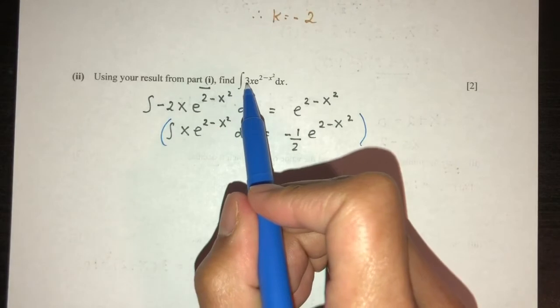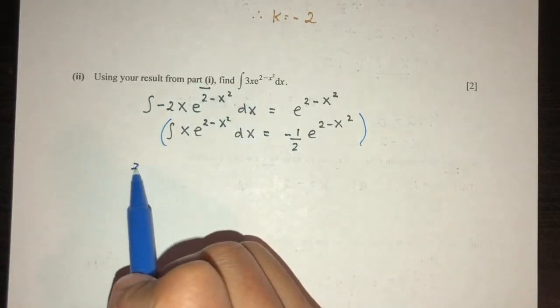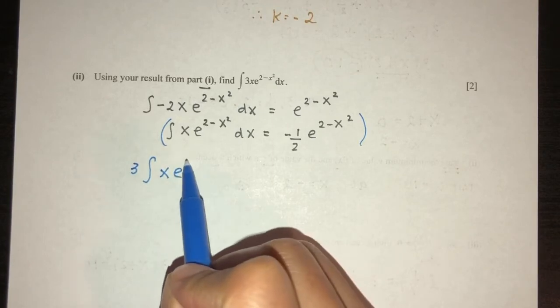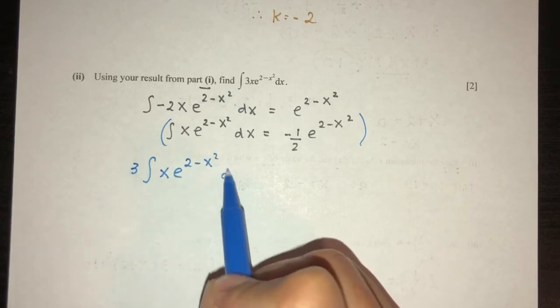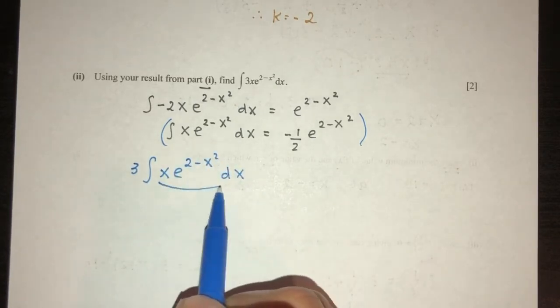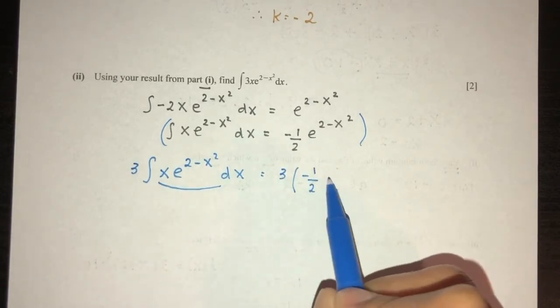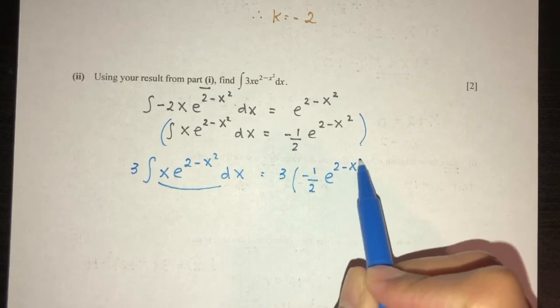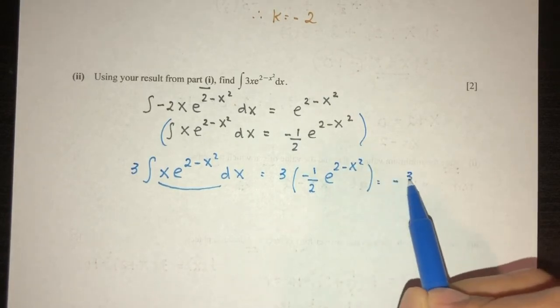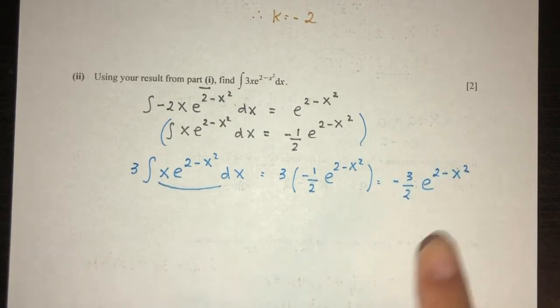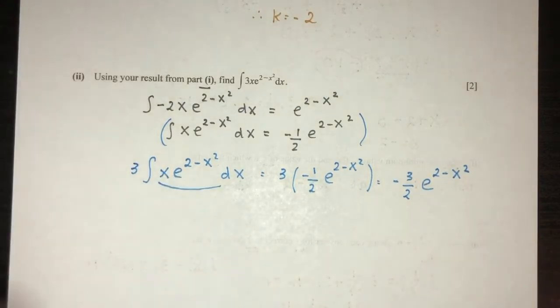So we can take out 3. 3 will be outside. We have to find the integration of x exponential 2 power this by dx. But you know this already from this, it is equal to 3 times minus half exponential 2 minus x squared. This is minus 3 over 2 exponential 2 minus x squared. That is your answer for part 2, based on part 1, right?